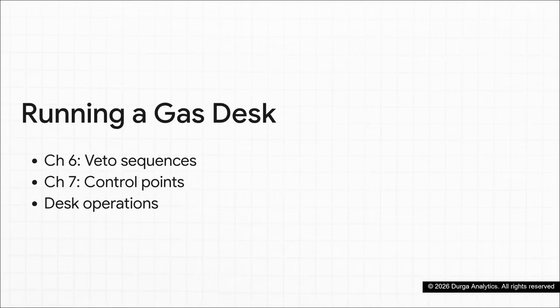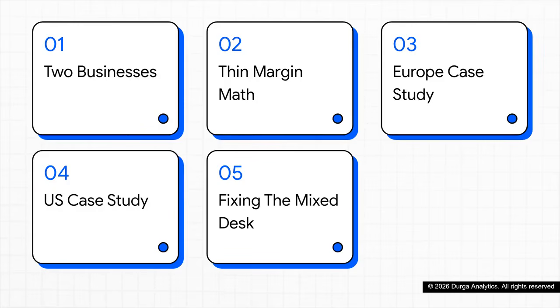But today, you're going to see exactly why that same sequence does almost nothing for a flow desk. We are shifting our focus strictly to practical desk operations and how to profile your controls properly so your desk actually survives in the real world. Here is our roadmap for today. We'll be hitting 5 key sections: 2 businesses sharing a room, the thin margin math, a European case study on the wrong profile, a U.S. case study on unowned residuals, and finally, fixing the mixed desk.